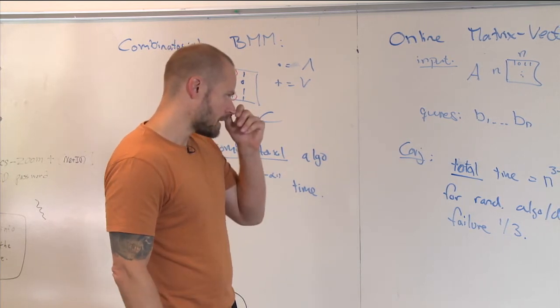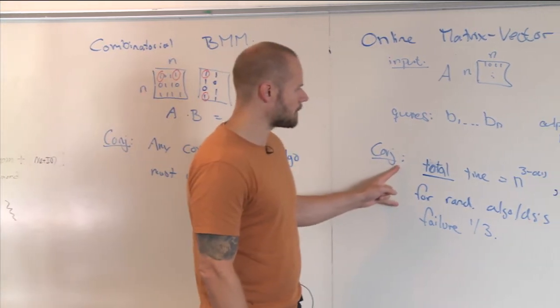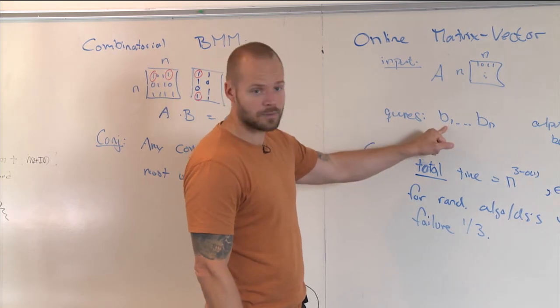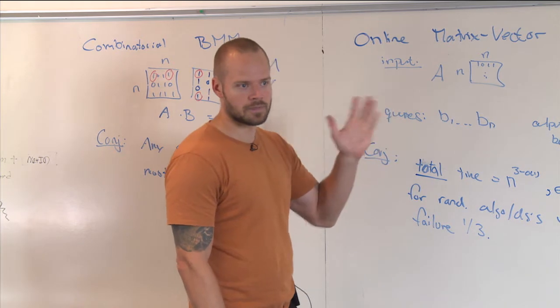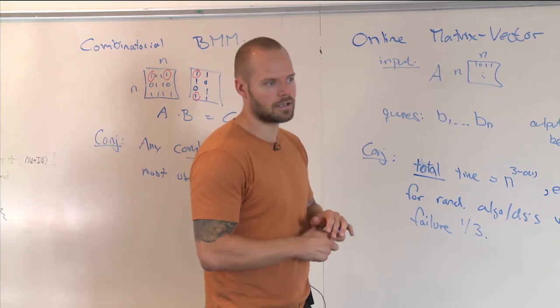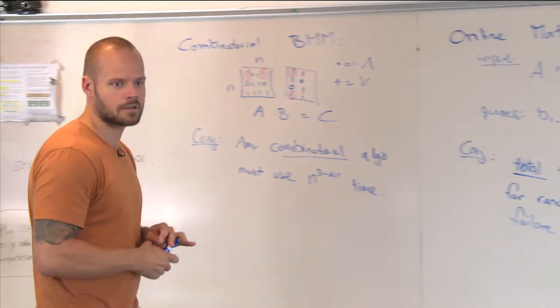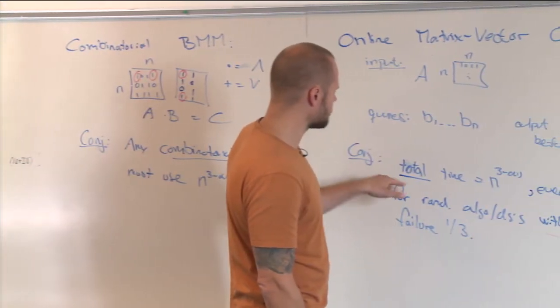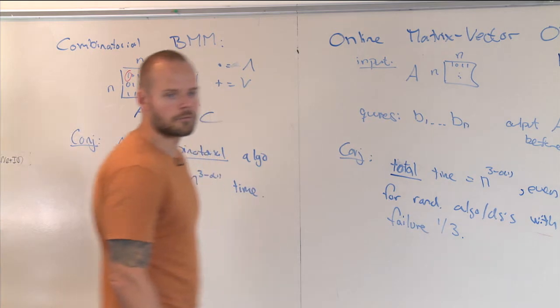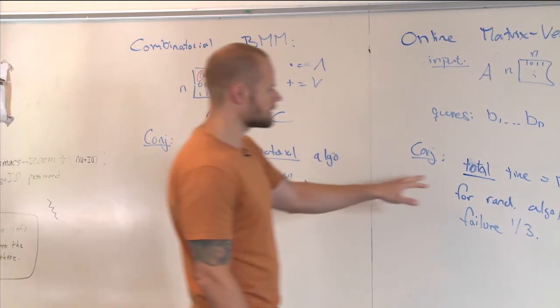Actually, the best upper bound is amortized, so some of the queries are going to take n squared time, and some of them are going to be faster. Most of them are going to be faster, but a few of them in the beginning are going to be slow. So for the upper bound that we're going to see, it's important that it's a whole sequence of queries that you have to answer, and the conjecture still says this takes cubic time.